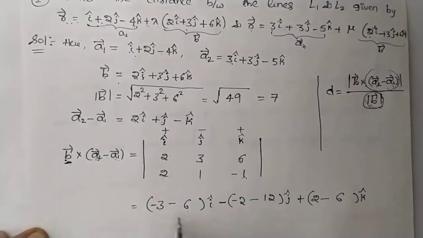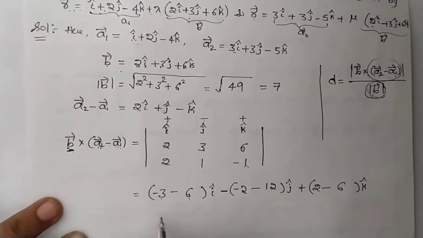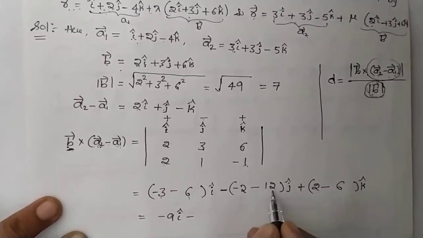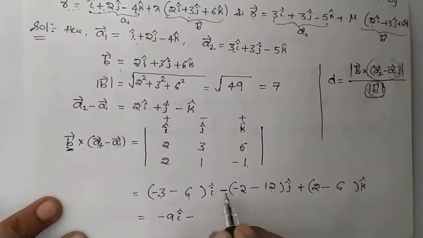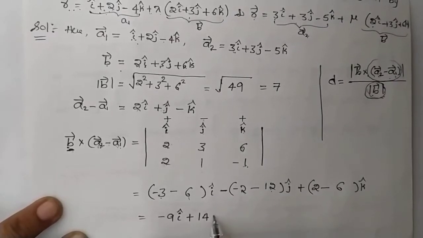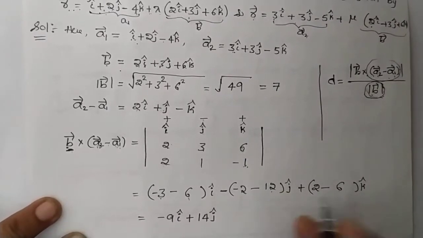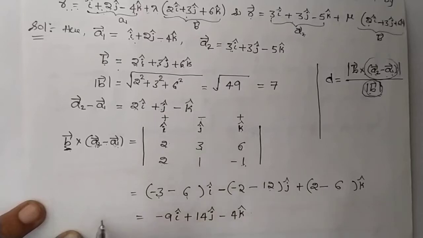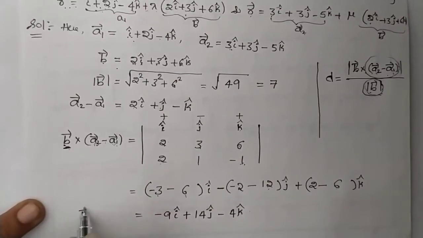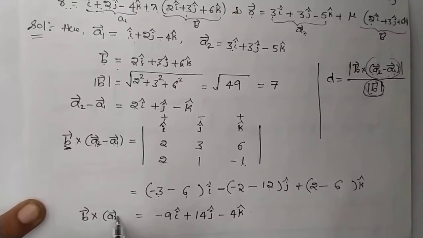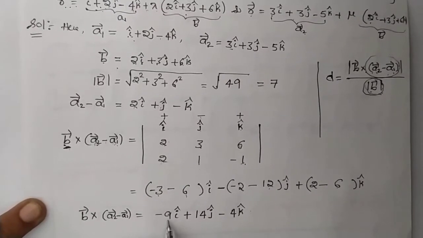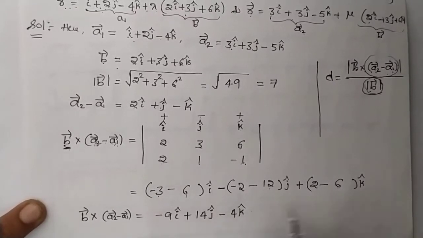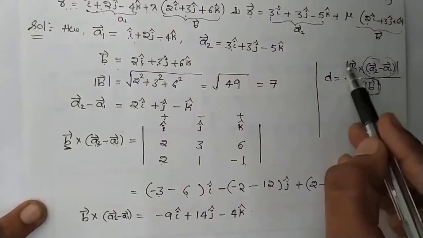Now simplify. Minus 3 minus 6 is how much? Minus 9, minus 9 i cap. Minus of minus 2 minus 12 is minus 14. Minus into minus is plus, plus 14 j cap. 2 minus 6 is minus 4 k cap. So finally we got the vector b vector cross a2 vector minus a1 vector, minus 9 i cap plus 14 j cap minus 4 k cap. Finally we found b vector cross a2 minus a1.